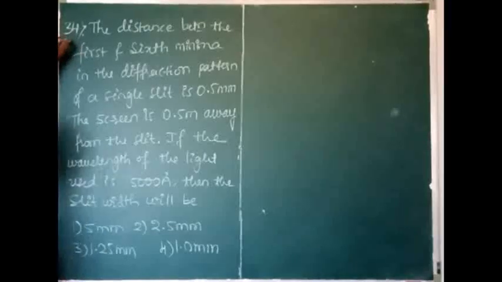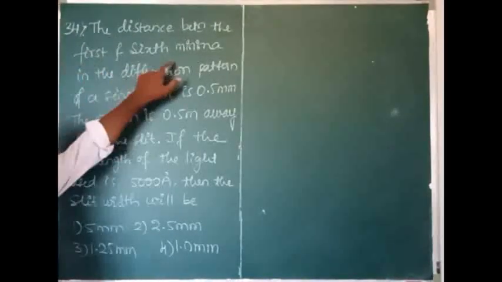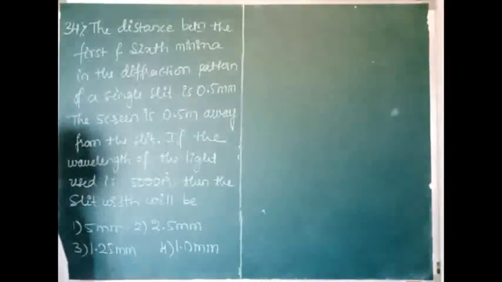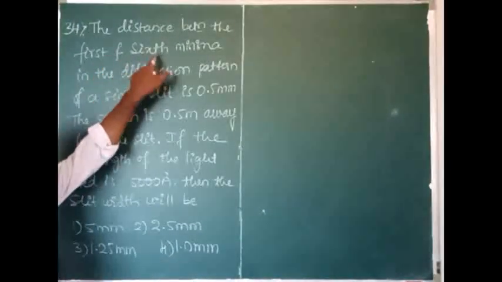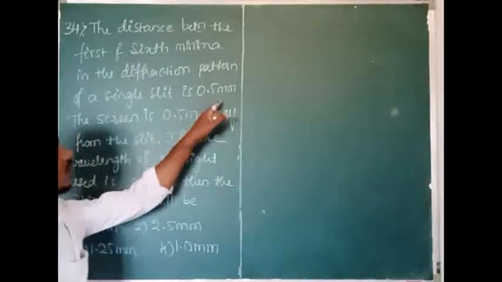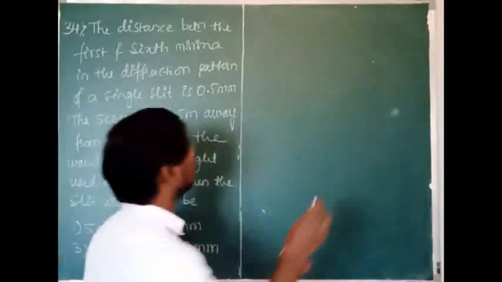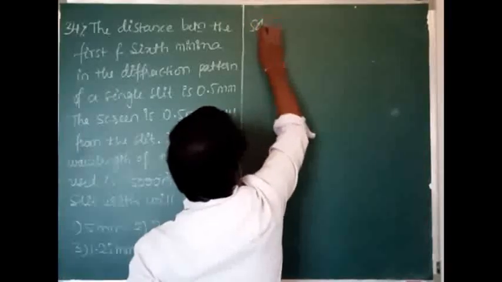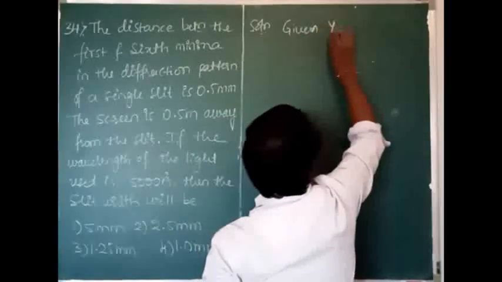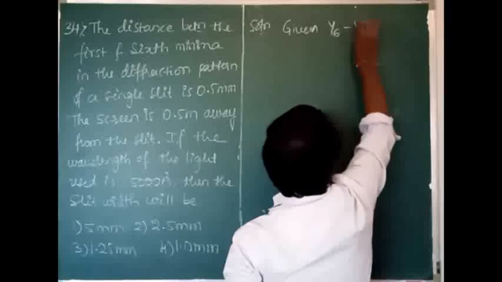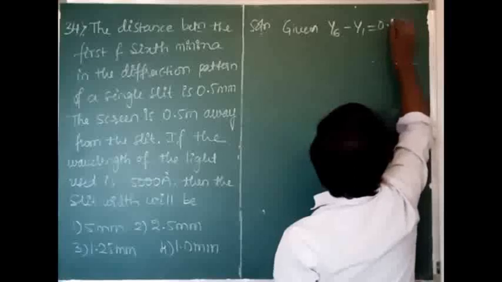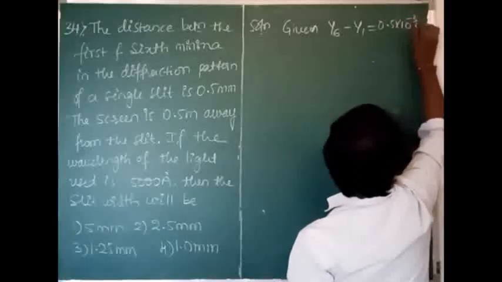Next question 34. The distance between the first and sixth minima in the diffraction pattern of a single slit is 0.5 millimeter. Means the distance between first and sixth minima is given. First we are going to write given. Solution: given, the distance between sixth minima and first minima is equal to 0.5 into 10 to the power of minus 3 meter, because that is in millimeter.